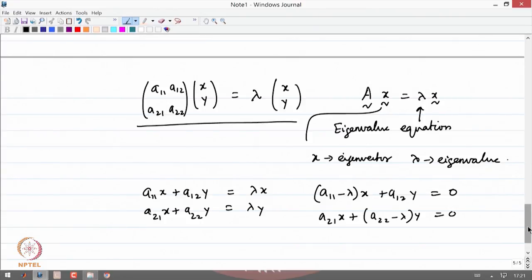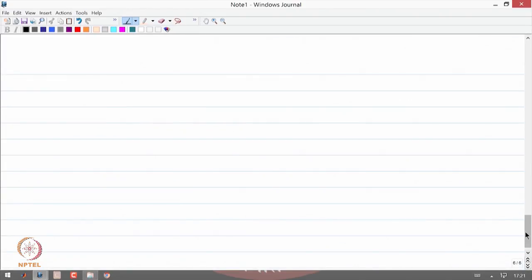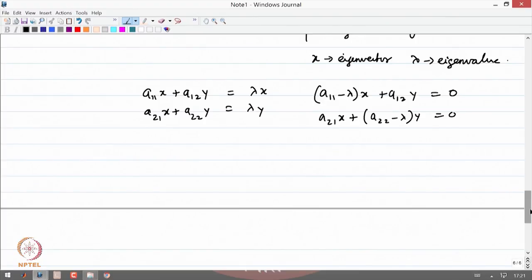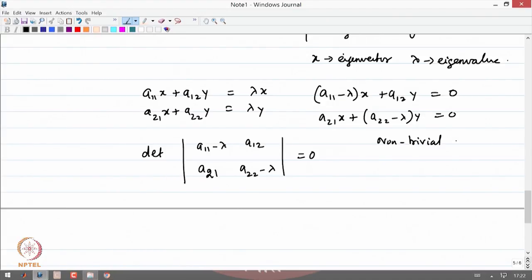And therefore, you see the reason for the previous analysis is that we used that right away: we have to have the determinant of the coefficient matrix be 0, which is the determinant with A11 minus lambda, A12, A21 and A22 minus lambda. This determinant should be 0 for this to have a non-trivial solution x and y. That is, both x and y are not 0, that is what is non-trivial.